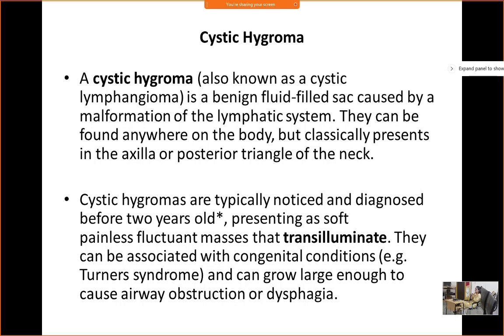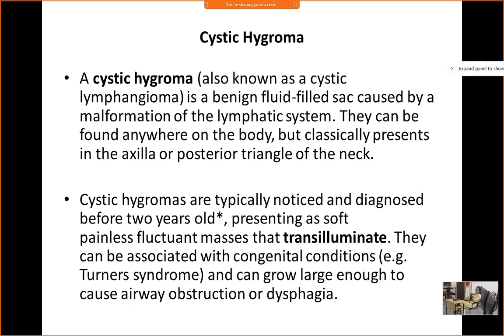So they can be found anywhere on the body, but classically the most common site is your axilla or the posterior triangle of the neck. So it can happen anywhere where there is a lymphatic system, but the most common sites are the posterior triangle of the neck and the axilla. It is typically noticed and diagnosed before 2 years old. It is very common, usually diagnosed during infancy itself, the first 2 years of the child.